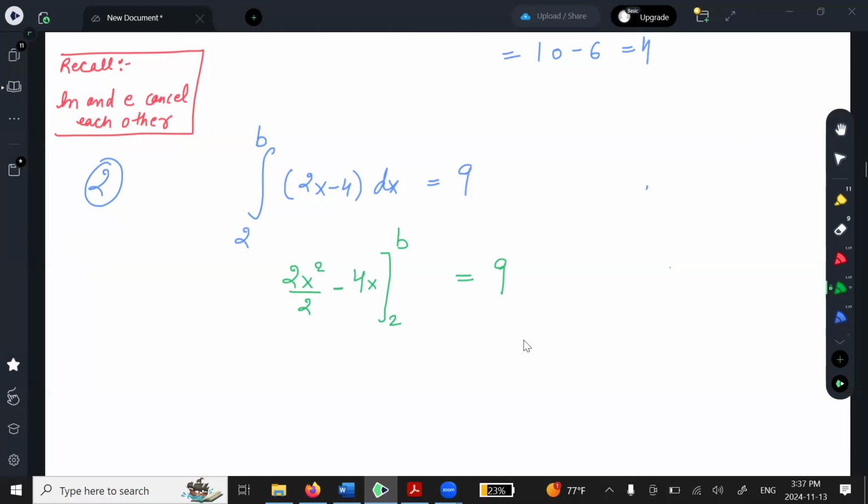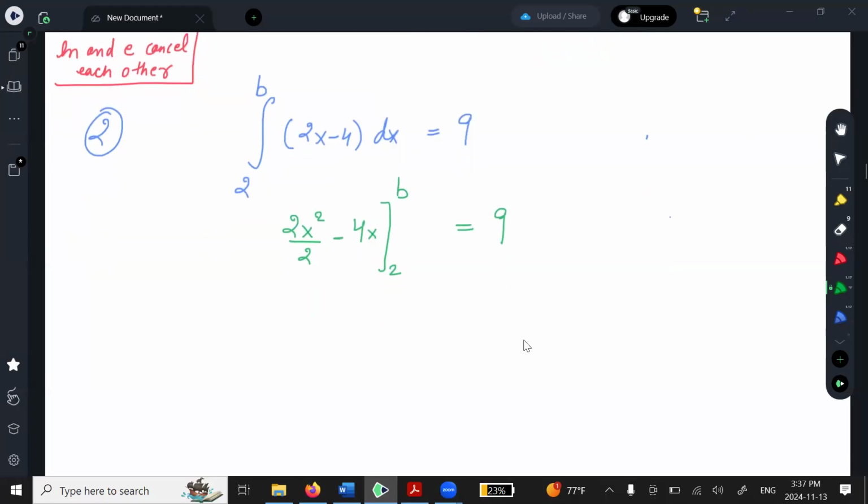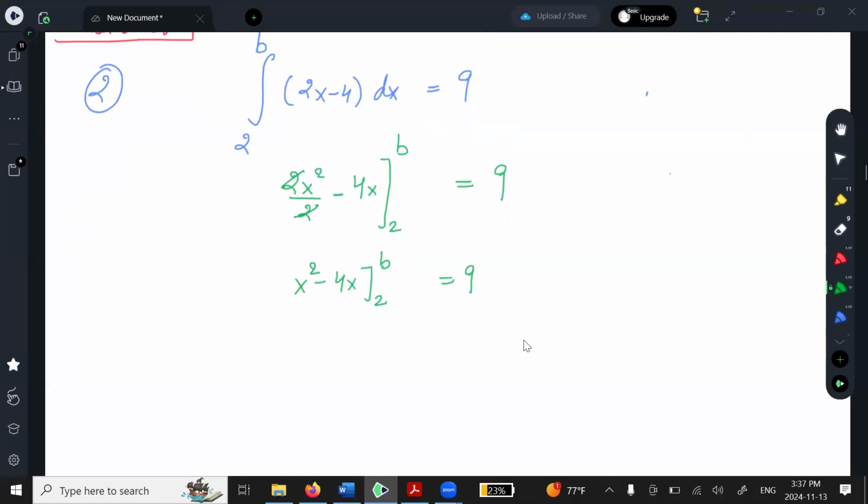Everybody agree? Anybody who is not agreeing with this, raise hand. Okay. And now I have to simplify this. So the 2 cancel. So I got x squared minus 4x going from 2 up to b equals 9. Right? I just cancel the 2's. That's it. Now I need to make 2 big brackets.